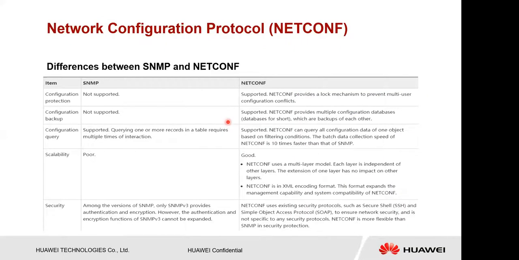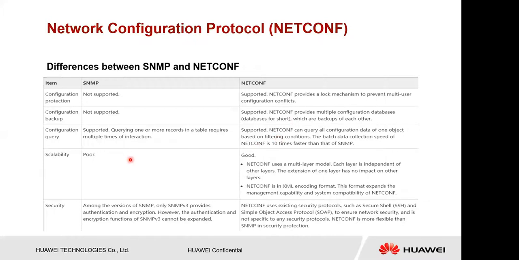In this table here are the differences between SNMP and NETCONF. The first one is configuration protection. SNMP does not support it, while NETCONF supports it because NETCONF provides a lock mechanism to prevent multi-user configuration conflict. For configuration backup, SNMP does not support it, but NETCONF does. So whenever you configure NETCONF to communicate with the NMS, you can use the feature to back up the configuration. For the configuration query, SNMP supports configuration query. NETCONF also supports the configuration query.